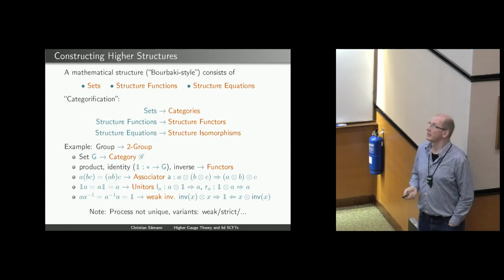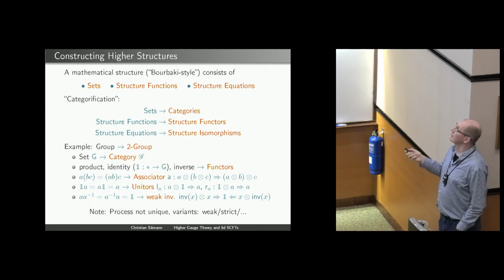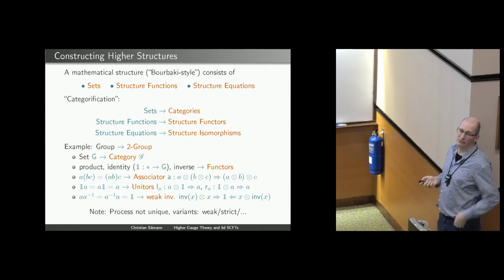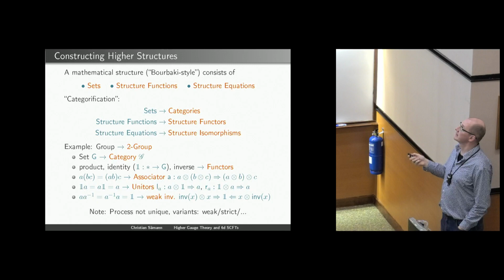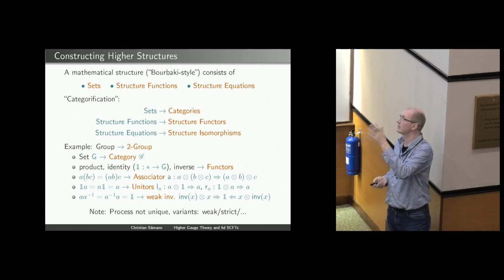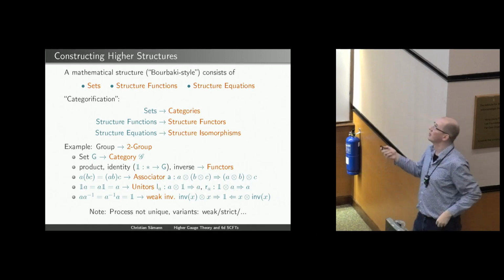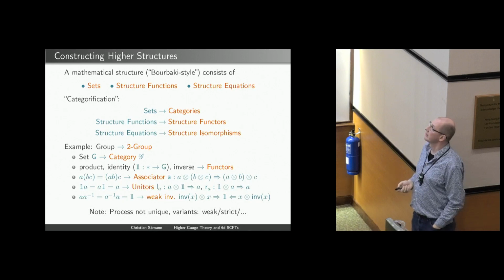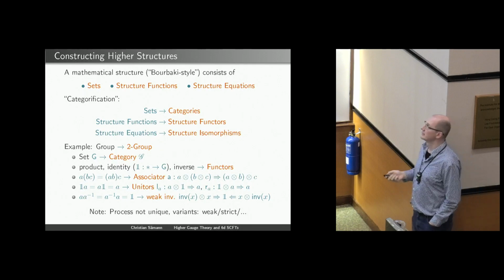Okay, so what about higher structures? How does that work? Well, a mathematical structure, Bourbaki style, consists of 3 components, namely you have a bunch of sets, you have a bunch of structure functions, and you have a bunch of structure equations. Okay, and this defines, for each mathematical notion, group, Lie algebras, vector space, whatever you like, principal bundles, you can always group them in these 3 groups, right? And then the categorification is the following. You roughly replace the sets by categories, the structure functions by structure functors, structure equations by structure isomorphisms, right? That's it. So as an example, you can look at a group, to go from a group to a 2 group.